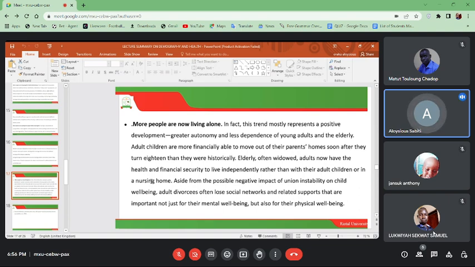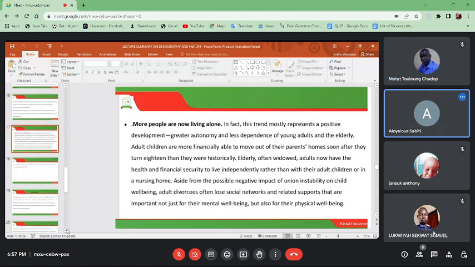So elderly, often widowed adults now live independently. So with more people living independently, we're also looking at the effects of union instability on child well-being, and adult-related supports that are important for physical well-being. So sometimes maybe because your marriage or union is very stressful, when you disconnect yourself, it may become important for your mental well-being.